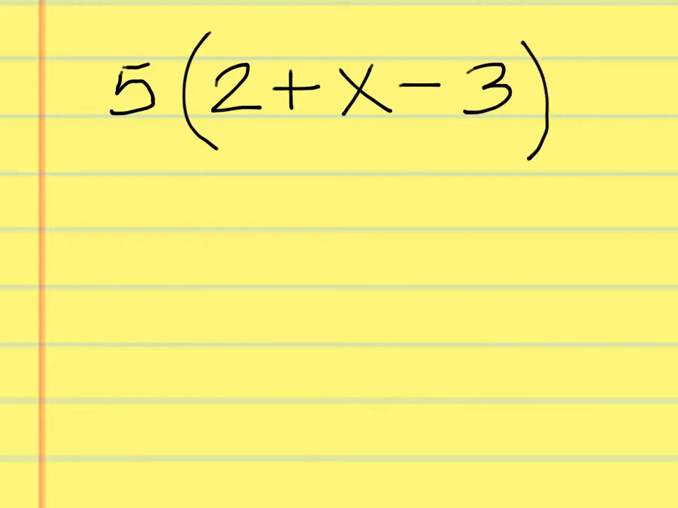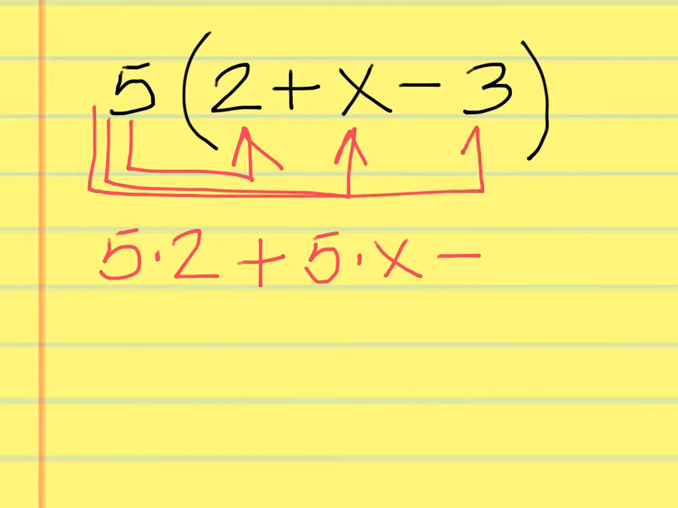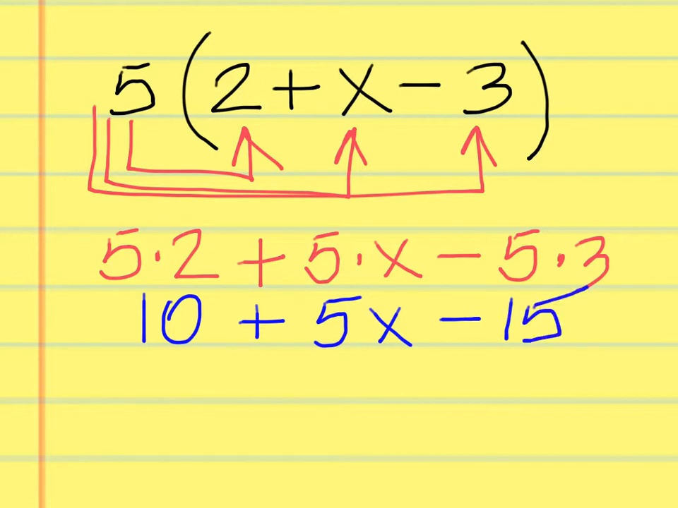If I have something like 5 times 2 plus x minus 3, I can still use the distributive property. You can have an unlimited amount of items in your parentheses, but you still have to multiply them all by this number. So 5 times 2, keep your sign of plus, 5 times x, keep your sign of minus, and then 5 times 3. Go back through and simplify to get 10 plus 5x minus 15.